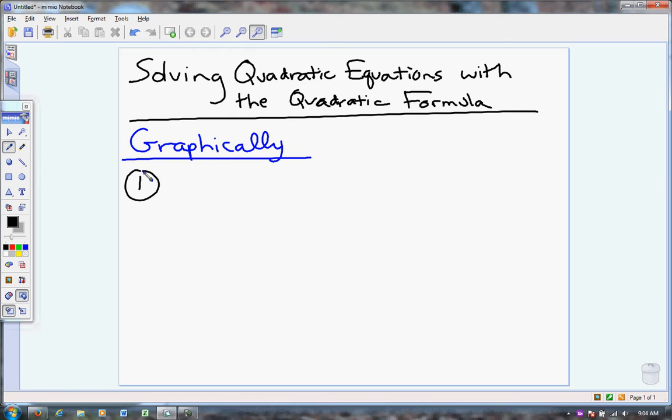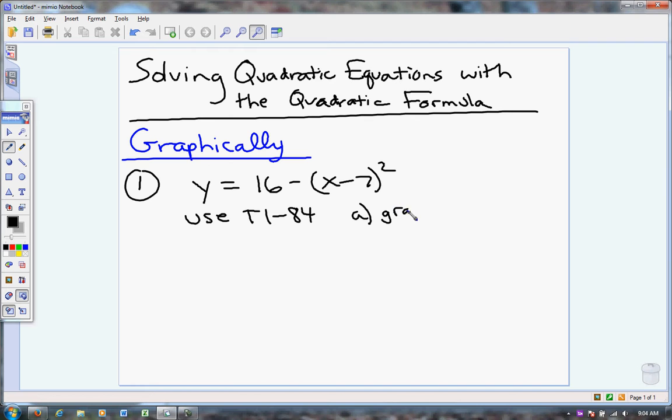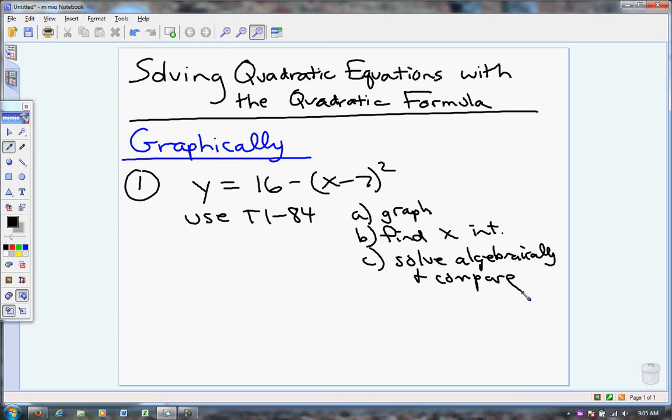Let's say that I have some quadratic equation, y equals 16 minus the quantity x minus 7 squared, some junk like that. It is a quadratic because it's going to be squared. All right? We are going to use the TI-84, it's actually the TI-84 Plus, to A, graph it, B, find the x-intercepts, and then C, you're supposed to solve algebraically and compare to see if we got the right answer.